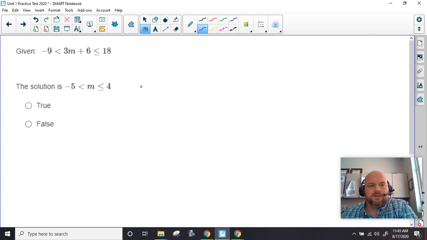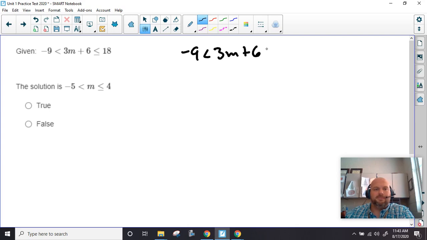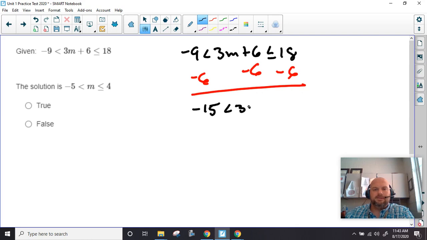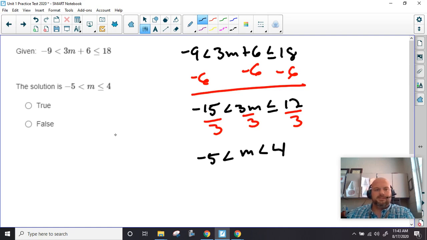So this is a true or false. Yes, we have true or false in math now. That's because I'm smarter than the average bear. First thing we have to do is subtract 6. Negative 15 is less than 3m, 12, and then we are going to end up dividing everything by 3. Just because you get a negative right here does not mean that you flip the sign. We didn't multiply nor divide by a negative. This is actually what I got as my answer. So this one is actually true.